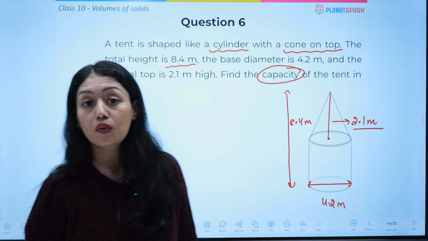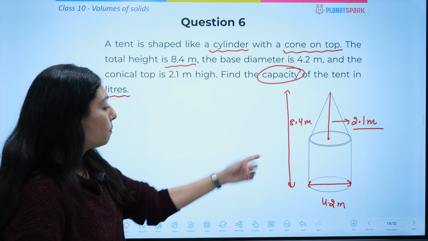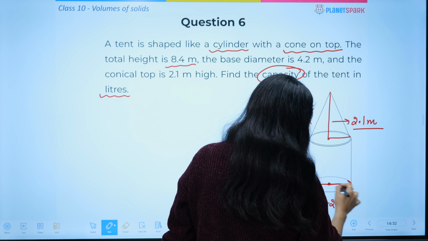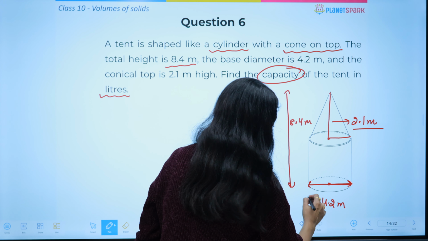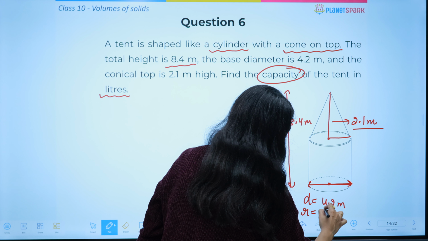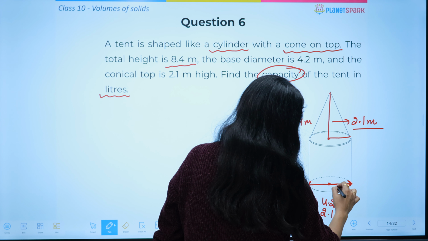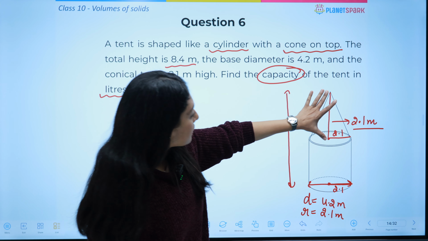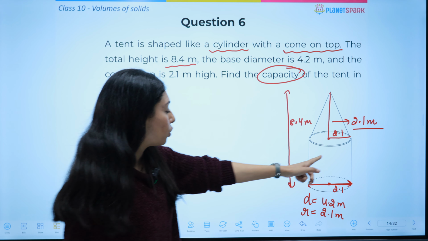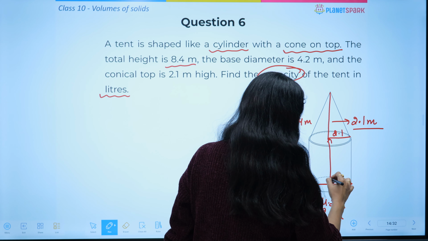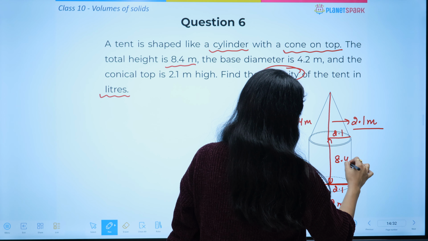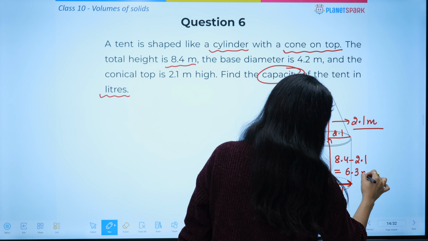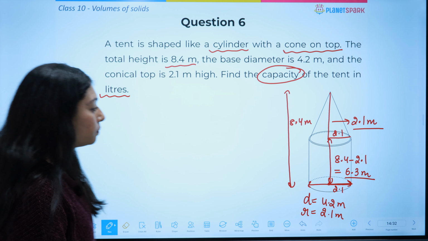So what will we find out first, everybody? Volume, in meter cube. Now here these two radius will be the same. Diameter is given 4.2. So what will be the radius? Half of it, 2.1 meter. So this is 2.1, this is 2.1. Now this height is 2.1, total is 8.4, so we can find the height for the cylinder as well. 8.4 minus 2.1, that is 6.3 meters.